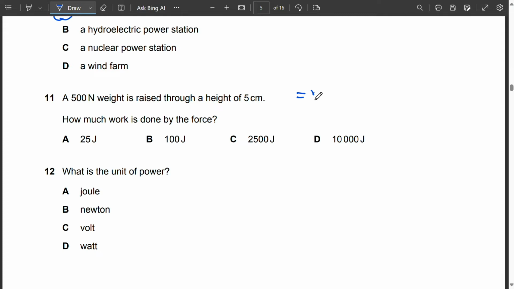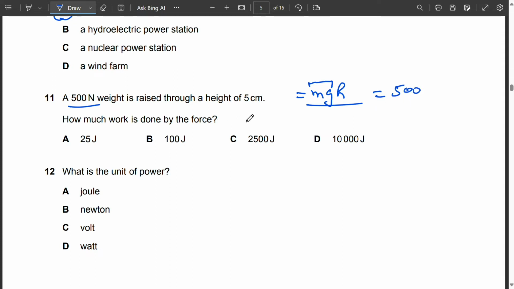So that is given by mgh. It's actually the potential energy, meaning the total potential energy gained by the object, or gained by this 500 Newton weight, is the work done by the object. So this is mass, actually mass into g. Mg is actually the weight. So the value of mg will be 500, and it is raised through a height of 5 centimeter.